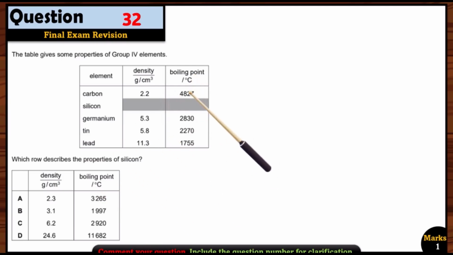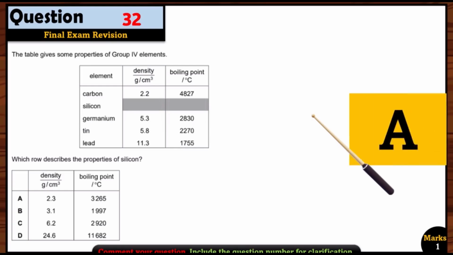So let's see the boiling point. The boiling point, if you see, is decreasing down the group, right? So it should be between 4800 and 2800. So option A can be the right option here because this value is between 4800 and 2800. So option A is the correct option here.